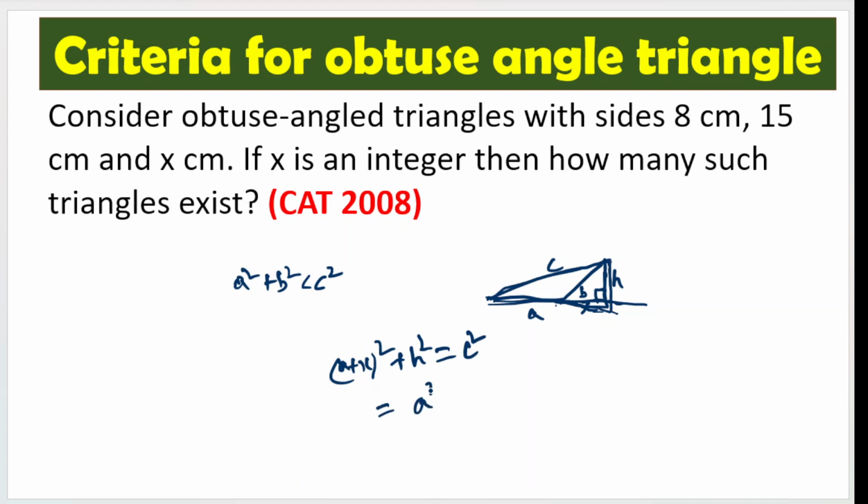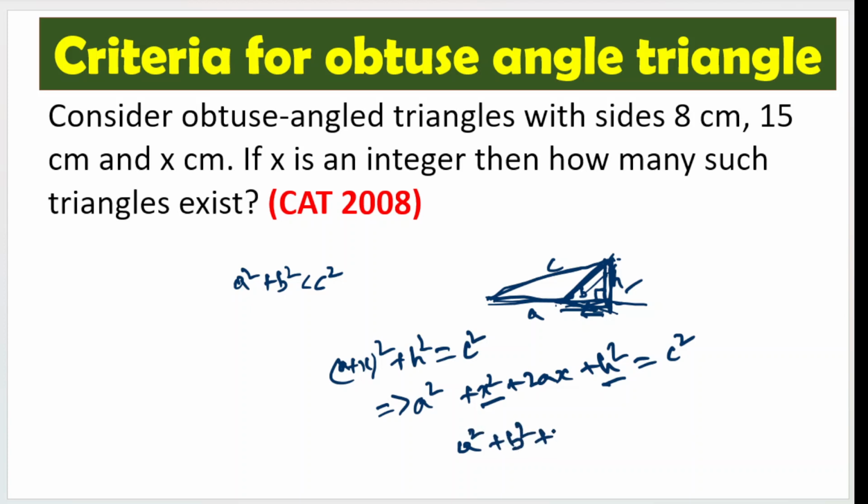What does that mean? a square plus x square plus 2ax plus h square is equal to c square. Now x square plus h square is again in the right angle triangle: x square plus h square is equal to b square, this is the hypotenuse. So a square plus b square plus 2ax is equal to c square. A square plus b square plus something is equal to c square. This automatically means a square plus b square is less than c square.